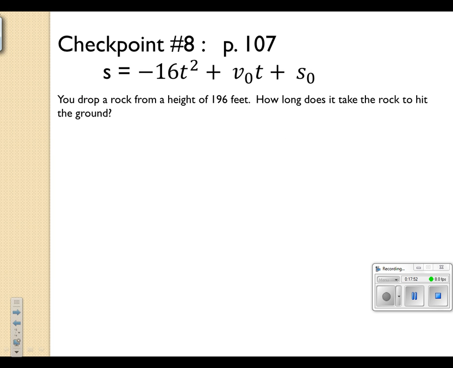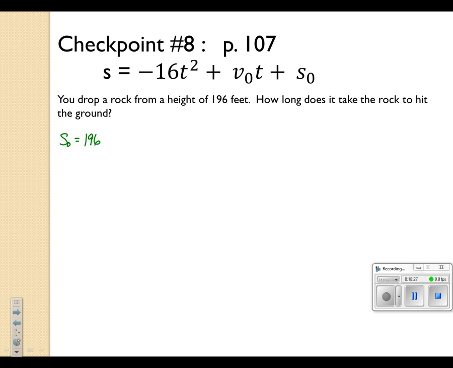Checkpoint number 8 uses a position formula. This is described to you at the very top of page 107. So if you don't know what the variables are indicating, look back to that paragraph up there and it'll remind you what the S's, the V's, and the T's all stand for. Now the problem itself says you drop a rock from a height of 196 feet. So that rock is starting at an initial height of 196. So S sub 0, which stands for initial height, is 196.